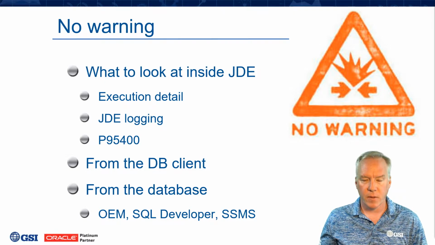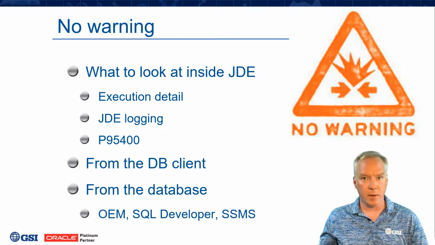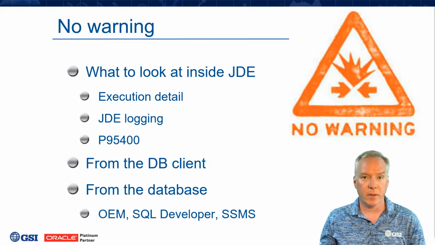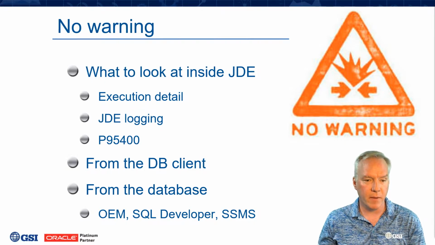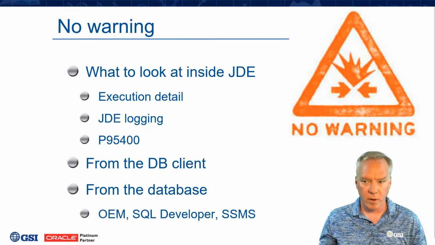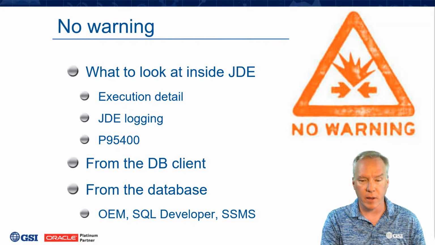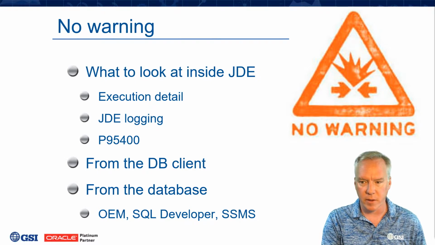Now, if there's something else that is not JD Edwards and not database, you still want to get the two together, because as you try to find what's in the middle causing this, it's better to have everybody on time. So when you get in as a CNC, what can you look at inside JDE? I have a few things on here. You can look at things like execution detail, the JDE logging, and another app, P95-400. Let me show you some of that.